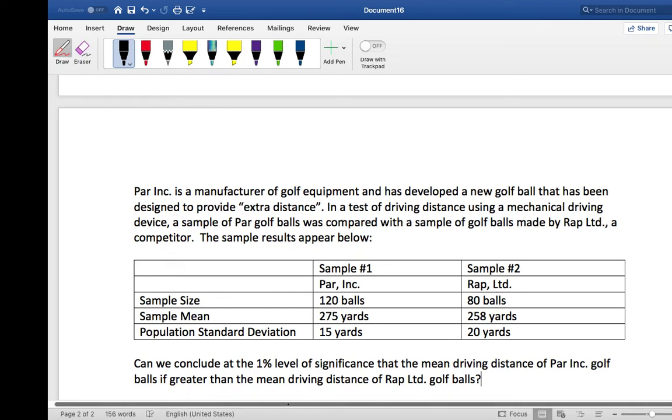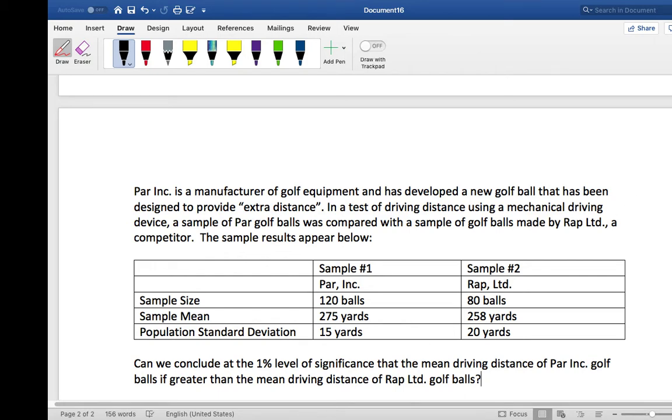So let's look at this example here. This example is in your PowerPoints. Par Inc. is a manufacturer of golf equipment and has developed a new golf ball that has been designed to provide extra distance. In a test of driving distance using a mechanical driving device, a sample of Par golf balls was compared with a sample of golf balls made by RAP Limited, a competitor. The sample results appear below.